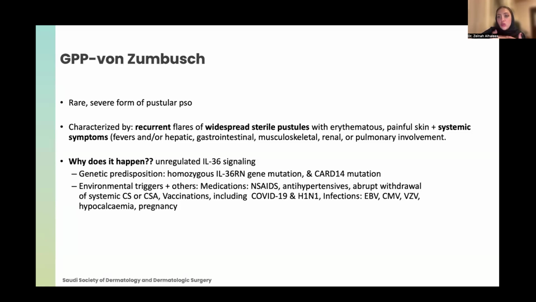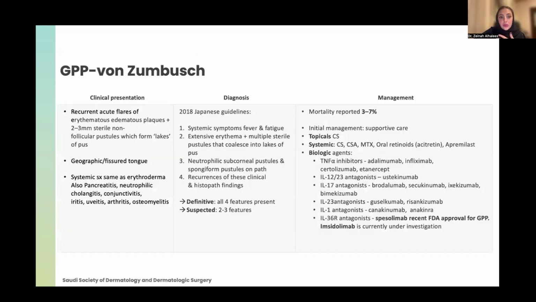So what happens? Usually they have an unregulated IL-36 signaling. Obviously, some patients do have genetic predisposition, so they can have the homozygous IL-36 receptor gene mutation or CARD14 mutation as well. But they can also have environmental triggers, so exactly like psoriasis, plus other things like medications or abrupt withdrawal of corticosteroids or cyclosporin or vaccinations. That can lead to the unregulated IL-36 signaling.